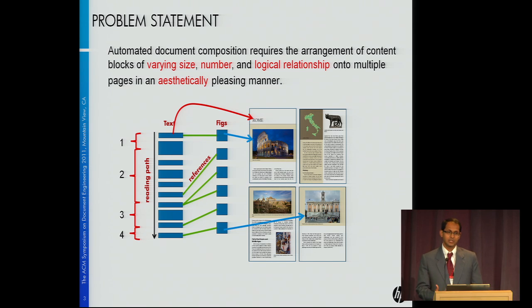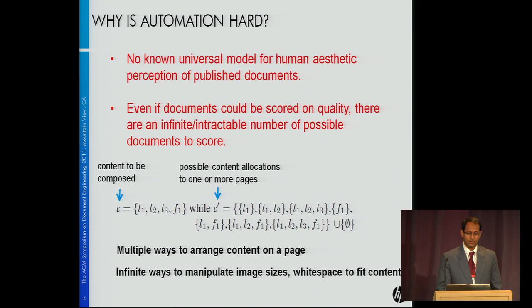And the logical relationships here refer to, if a text block refers to a particular figure, then in the layout you need them to be close together. Another type of logical grouping is a sidebar grouping, where specific text and figures that are in a sidebar need to appear together on the same page. And so the objective is then to arrange these in a nice manner, and to size the figures and everything, make it look good, aesthetically pleasing. But what is aesthetically pleasing? And that's one of the issues why automation is hard.